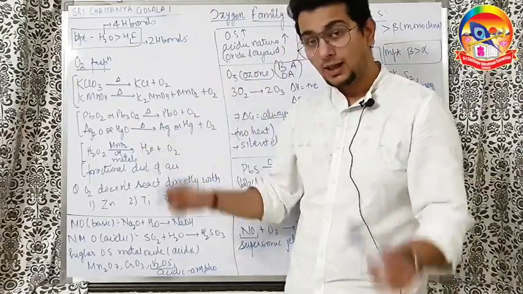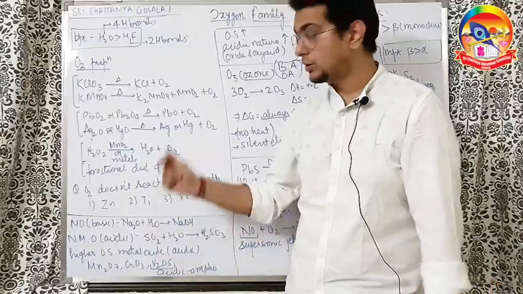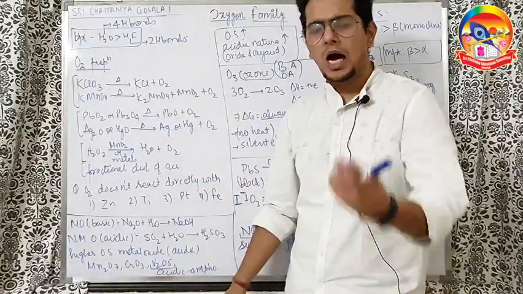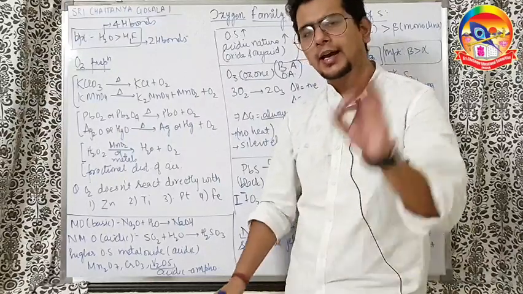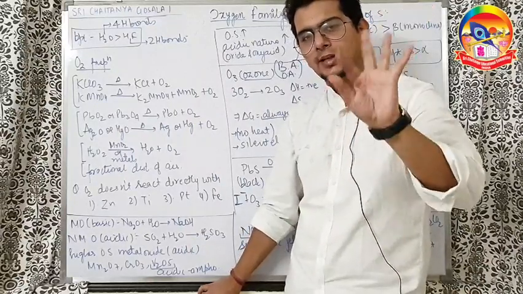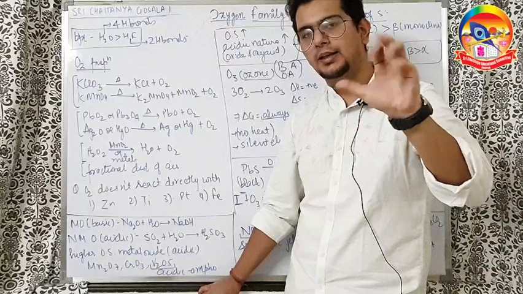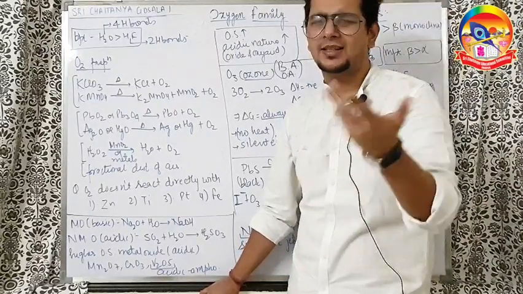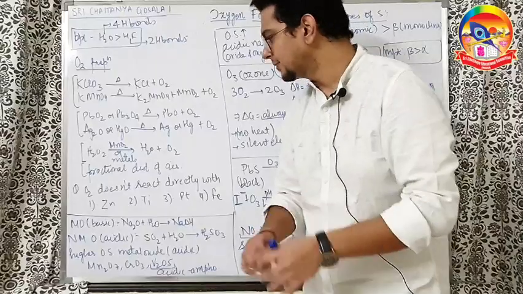Remember, less reactive metal oxides also on heating give metal and oxygen gas. How to remember less reactive metal oxide? Remember HAPA. HAPA is Hg, Ag, Pt, Pd, Au. In almost every lecture this HAPA comes. So it's a very important thing.